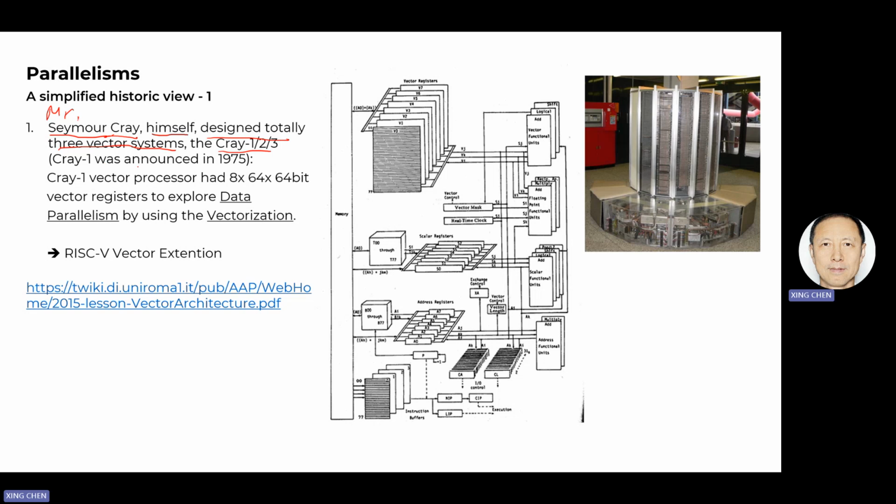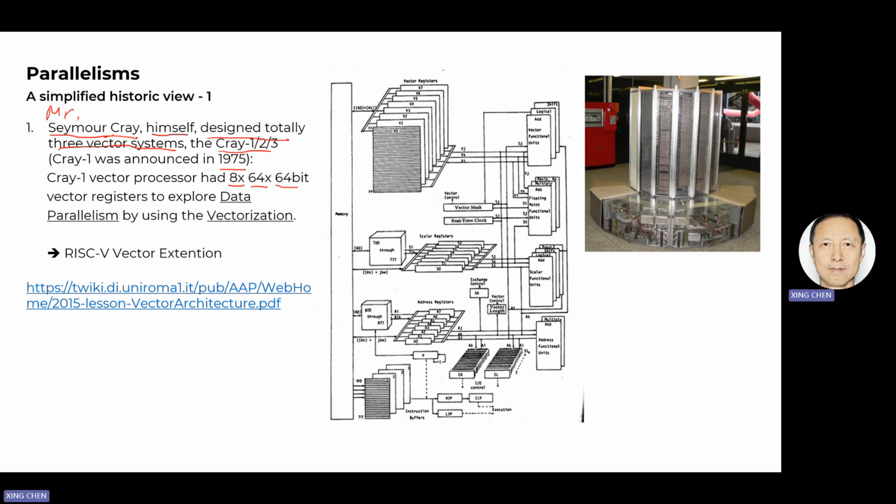Cray 1 was announced in 1975. The Cray 1 vector processor had 8 vector registers of 64 times 64-bit to explore data parallelism by using vectorization. So really, this is the starting point of the HPC industry.